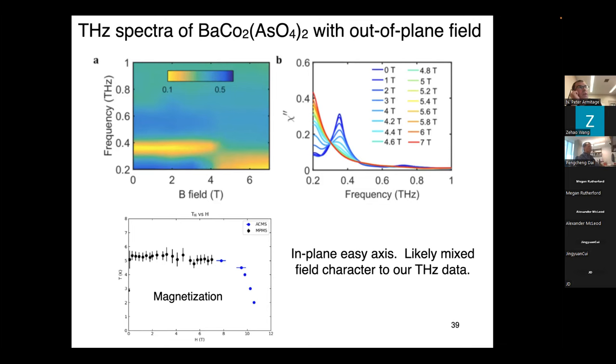The other key bit of data is the magnetization. The magnetization data looks very similar for, let's say, the B and B star directions. And that's something you also get with J3. And you really kind of need that. Okay.